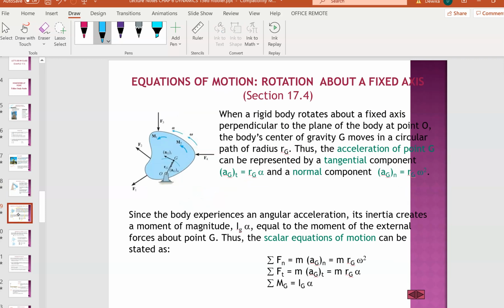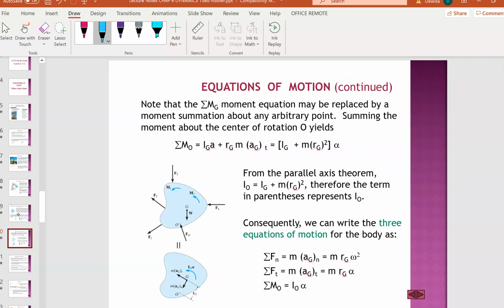Okay, so let's look at this. We have a series of formulas. One is this F. Earlier it was Fx, Fy, right? Now it's Fn and Ft, because this is curvilinear movement while it's rotating. Earlier it was linear movement while it was rotating. Now it is curvilinear movement while rotating. So that's why you have Fn and Ft.